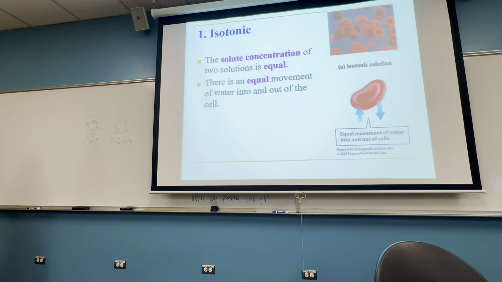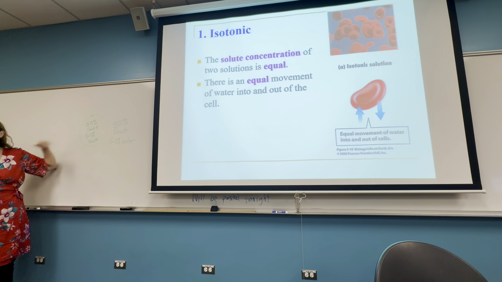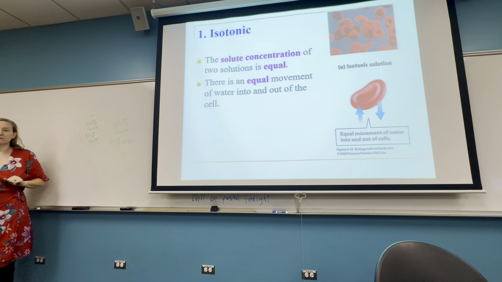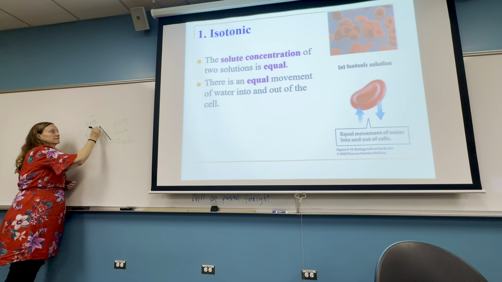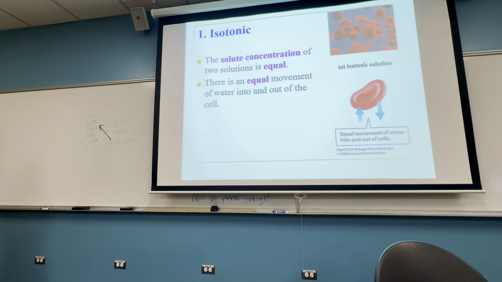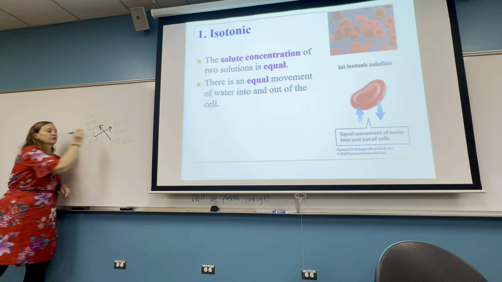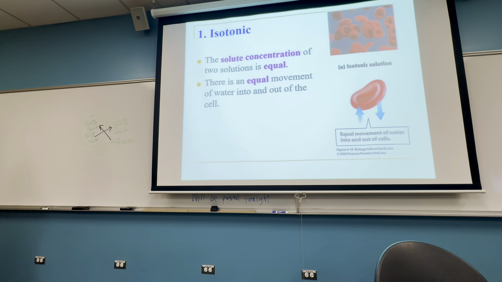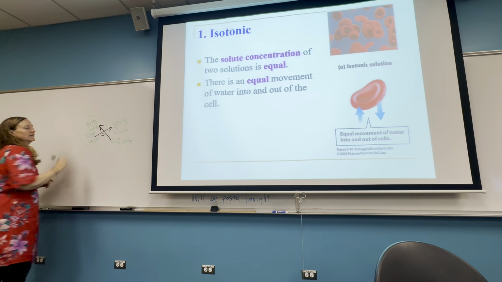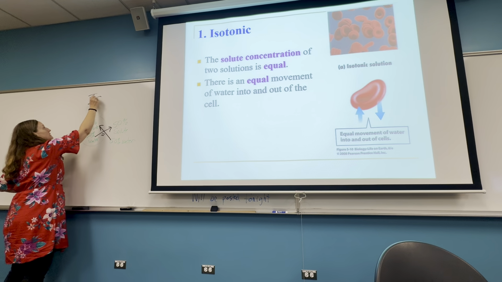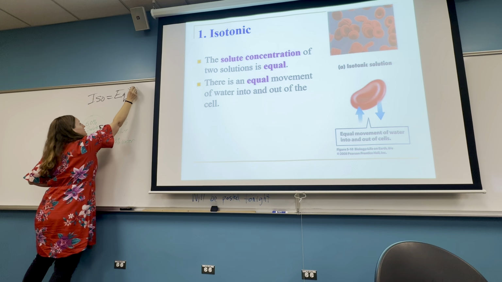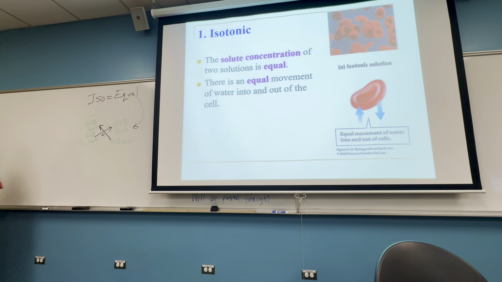So here's an isotonic solution. 50% solute inside the cell, 50% water. Outside the cell, 50% solute, 50% water. So what's going to happen here is your water is going to follow the solute into the cell. Your water is going to follow the solute outside of the cell. Because our solute is equal on both sides, the amount of water that goes in will equal the amount of water that goes out. So that's isotonic. Iso meaning equal.